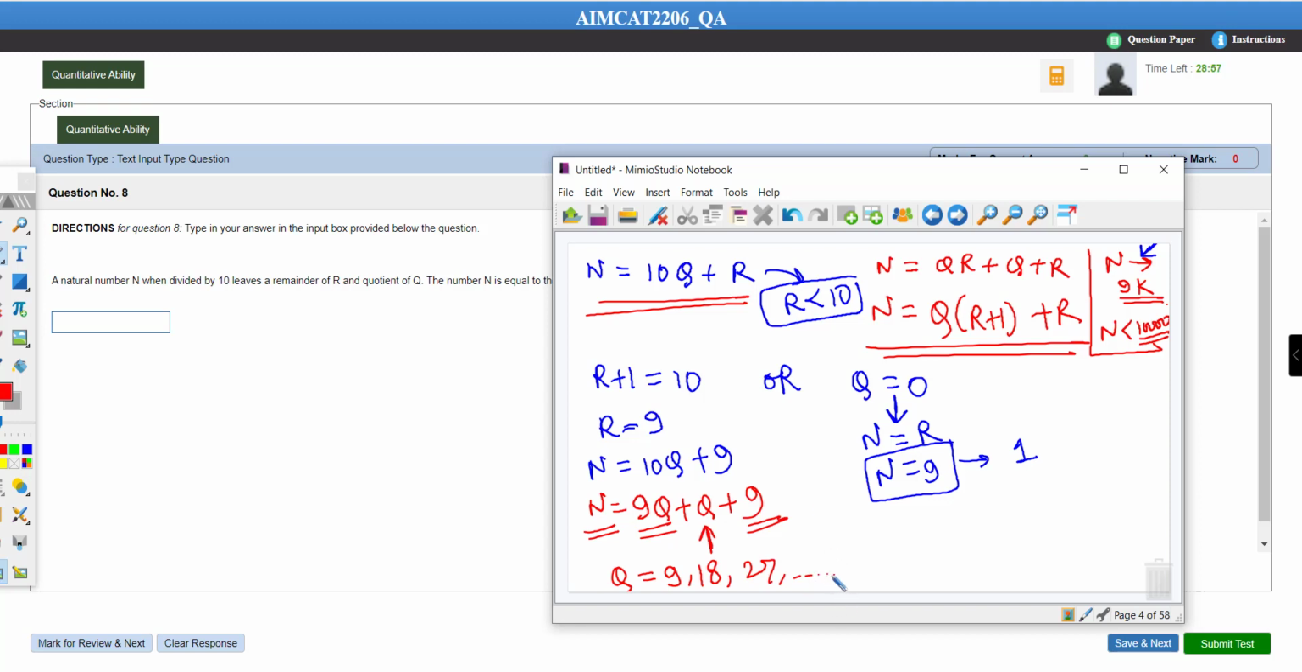Okay, so if I take q is equal to 900, some random value, 900 into 9 is how much? 8100. 900 into 9 is 8100, plus 900 is 9009. So if I put q is equal to 900, n will be how much? 9909. That is valid. Okay, we can move ahead. We can put q is equal to 909 also. We can put 918 also.